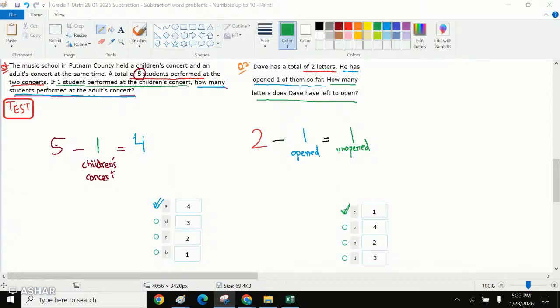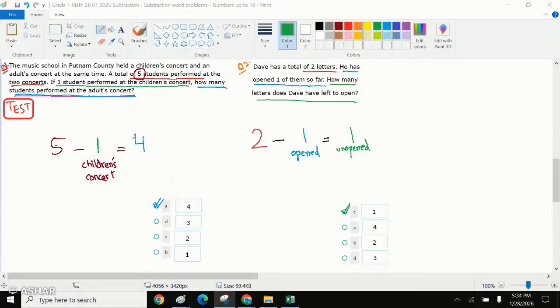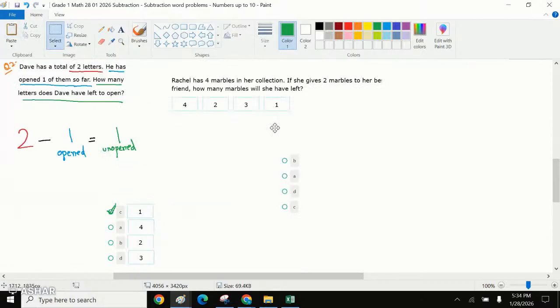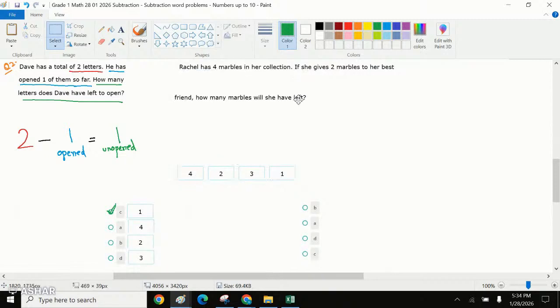Okay. The next one says Rachel has marbles in her collection. I'll just rephrase or realign this. For question number 3, it says Rachel has a number of marbles. These are the options we have. I'll just realign them. She has a total of 4 marbles. Out of those 4 marbles, she gave some marbles to her friend. If she gave away some, she would be left with some of them, right?